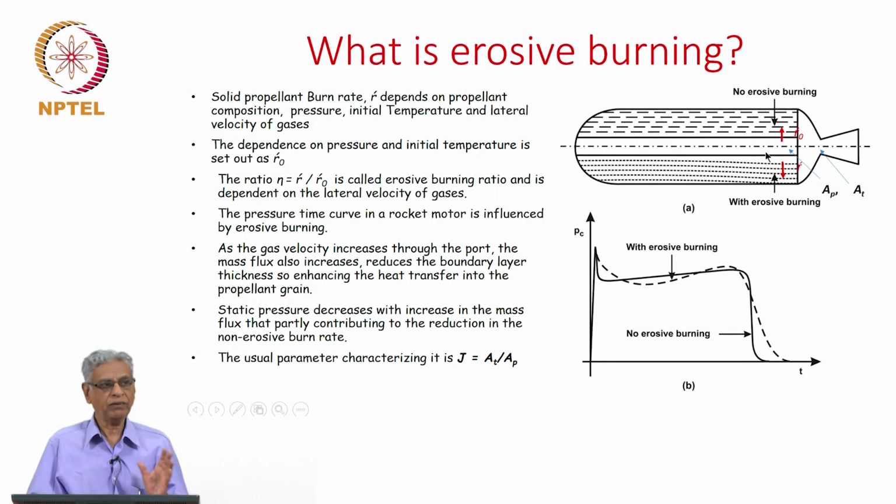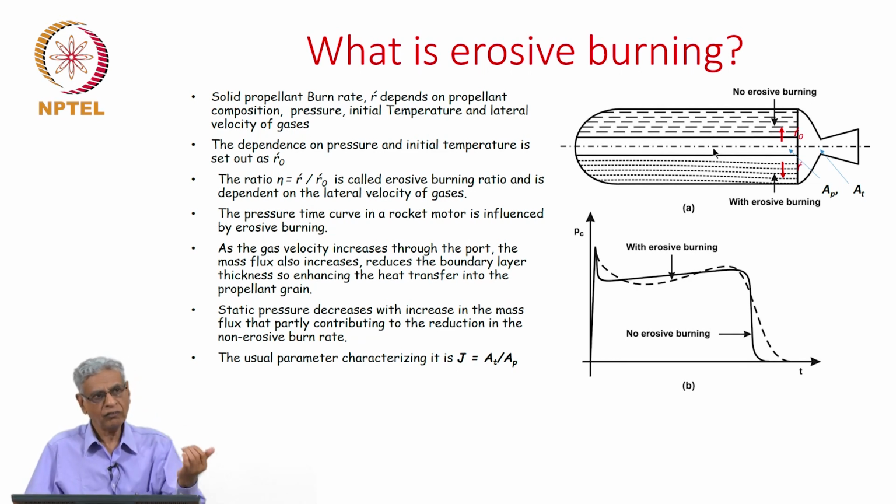But we temper that with the fact that as velocities increase, there is a stagnation pressure loss of the flow through the port. This reduces in fact the static pressure. There is some balance between the reduction in static pressure, which influences the burn rate, and the heat transfer, which is larger because of the boundary layer, and this relative effect will control the erosive burning.